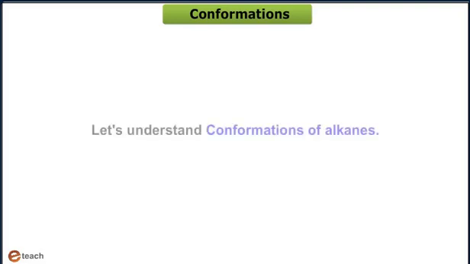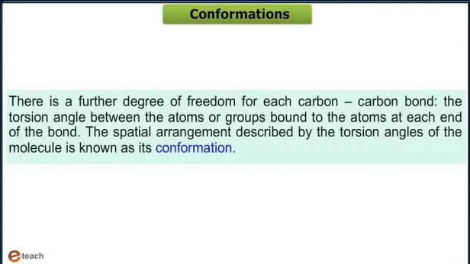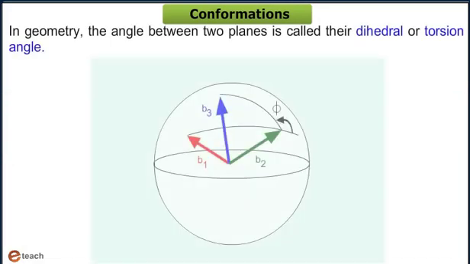Conformations. Let us now understand conformations of alkanes. There is a further degree of freedom for each carbon-carbon bond: the torsion angle between the atoms or groups bound to the atoms at each end of the bond. The spatial arrangement described by the torsion angles of the molecule is known as its conformation. In geometry, the angle between two planes is called the dihedral or torsion angle.